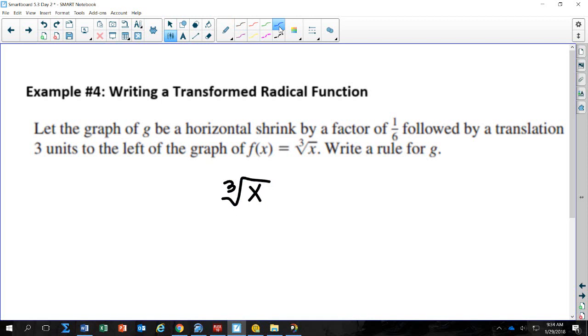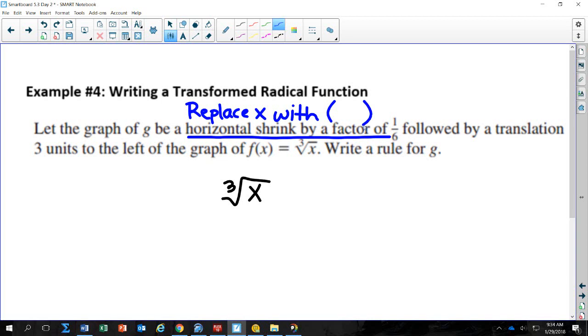Step 1, it says let g be a horizontal shrink by a factor of 1/6. Anywhere you see horizontal stretch or shrink, what are you immediately thinking? Reciprocal, right? Keyword, reciprocal. So for anything horizontal, remember we replace x with something inside parentheses, right? I just put scribble inside the parentheses, okay? So here we're going to replace x with something new inside the parentheses.